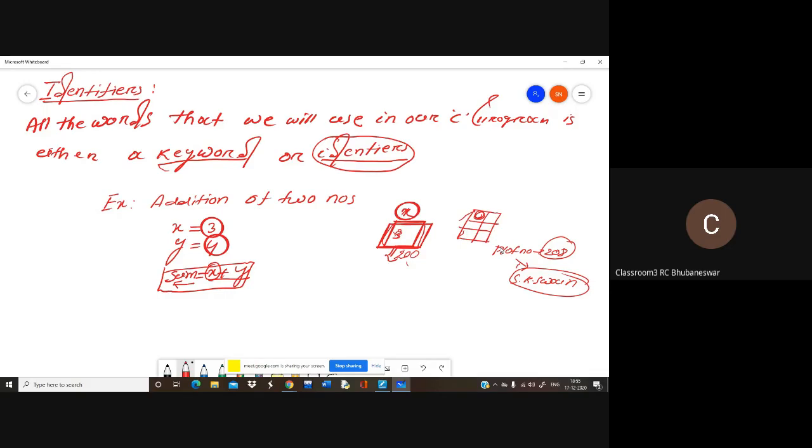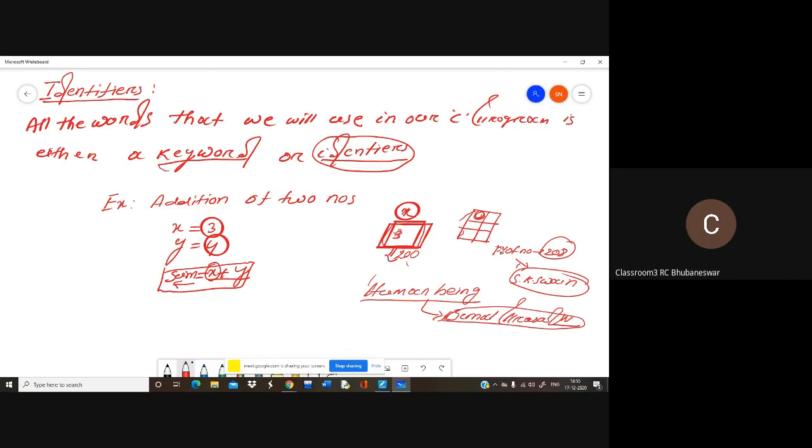x is the identifier. Like I'm a human being, but nobody will recognize me unless I have a name. I'm a human being, no problem, but no one will recognize me, right? So I need to have a name for myself, that is Vimal Prasad. This is my name, this is my identity. So what is an identifier?